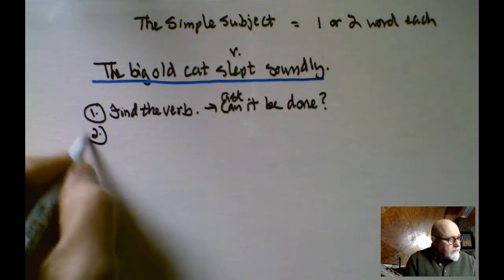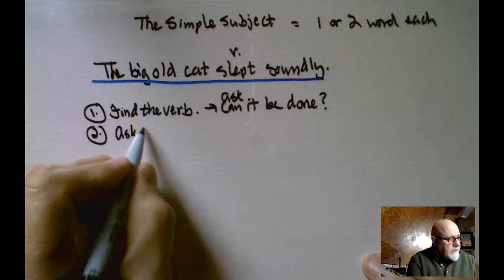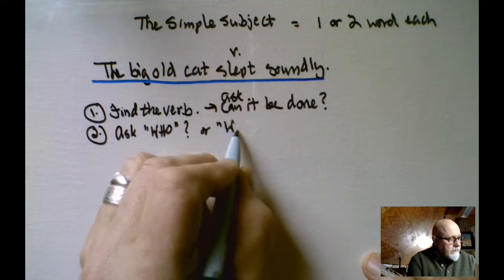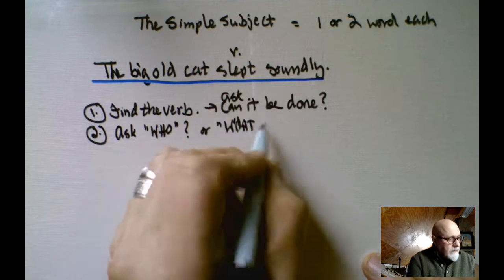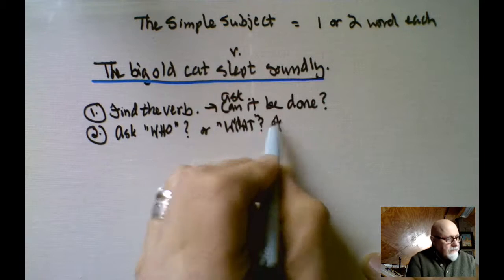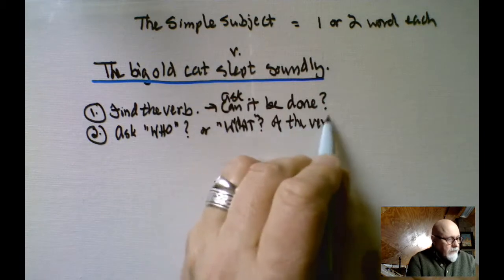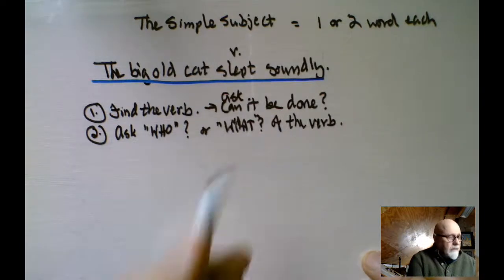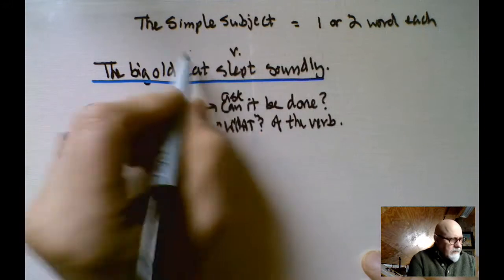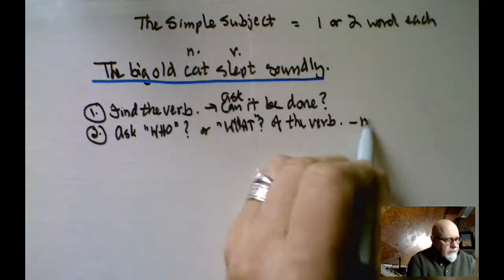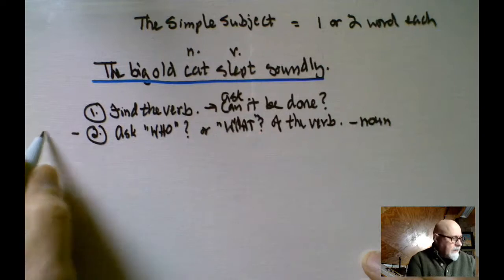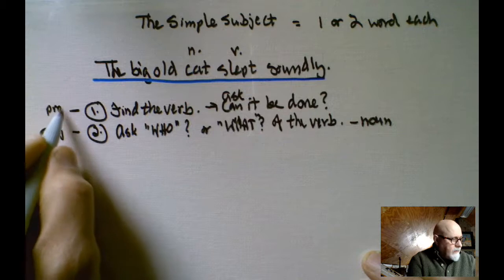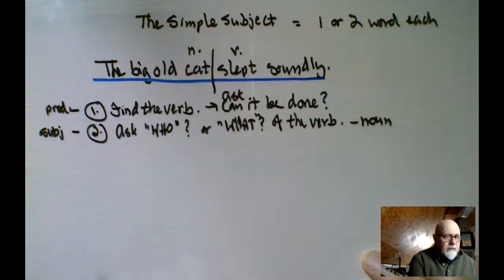The second thing we're going to do is ask who or what of the verb. And I'm going to say, who slept? Who slept soundly? Well, the cat slept. So that's going to be the subject of that verb. It's a noun. And that noun is held in the container of the subject. And the verb is held in the container of the predicate. So I know I can draw the line right there.